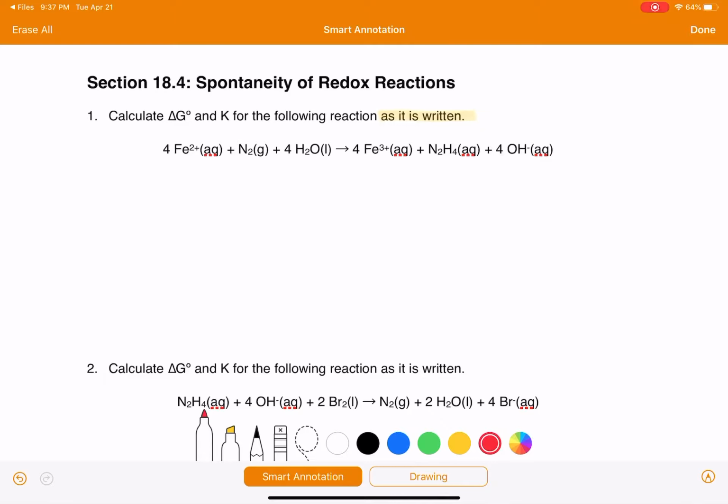Before we start doing these calculations, let's get a refresher on the equations that we need to use for calculating delta G. We're going to be using negative n F E cell. N is the number of electrons that we exchange. F is Faraday's constant, 96,500 joules per volt per mole. The E cell is cathode minus anode.